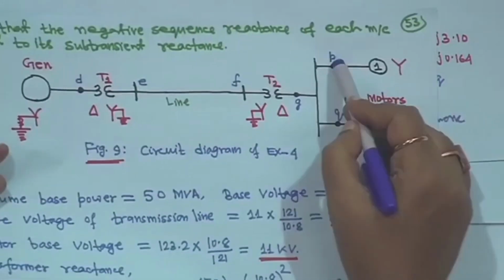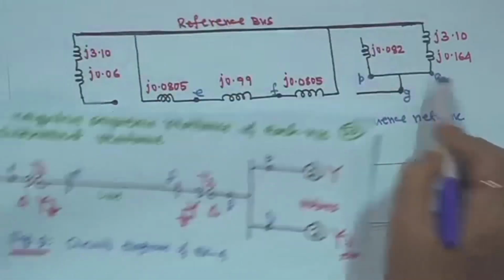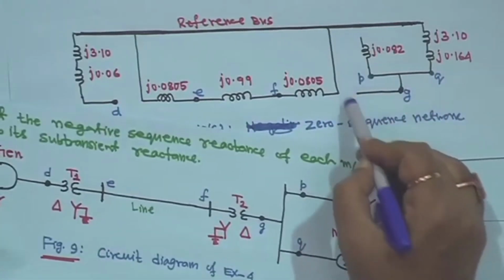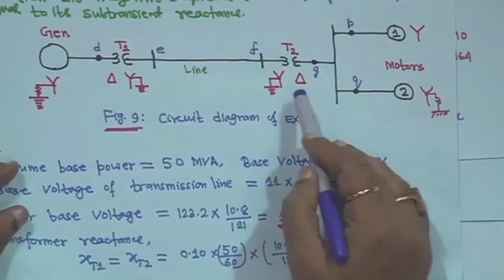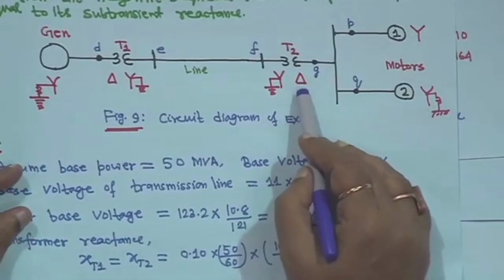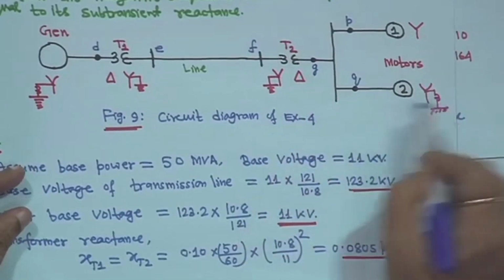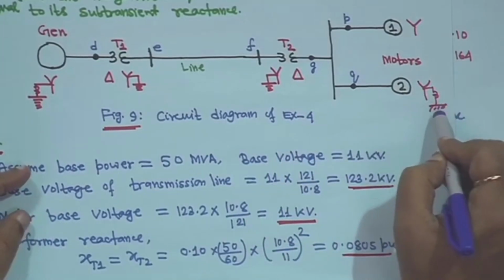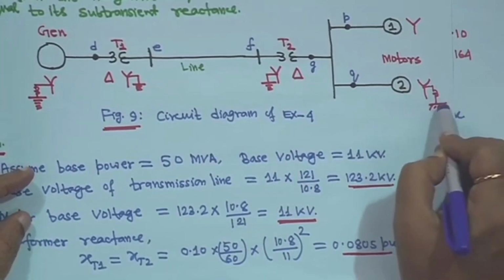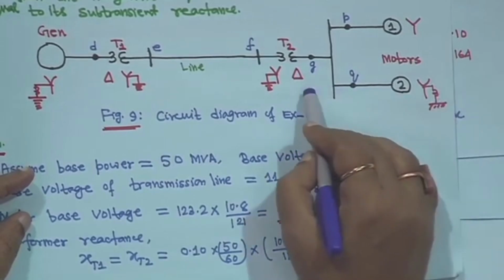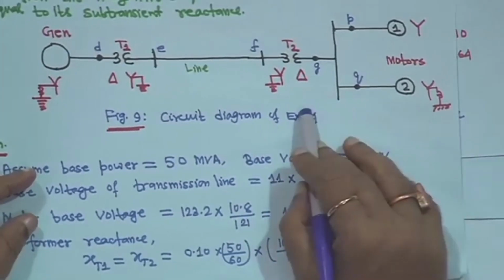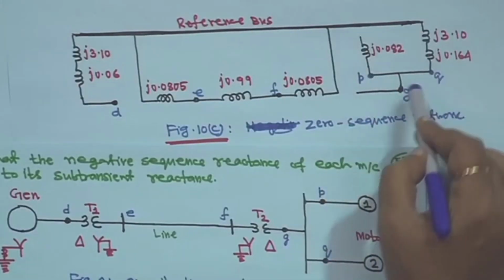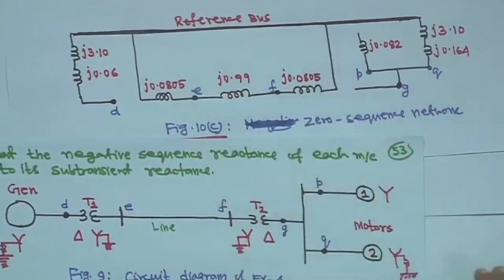So, this point is P and Q, this is F to G. Here it will remain isolated, and here also it will remain isolated because this side is delta, and the circulating zero sequence current will be there. This is star grounded, so it is connected to the reference on this side, but there is an isolation. That means no zero sequence current can flow, which is why there is an isolation here. So, this is your zero sequence network.